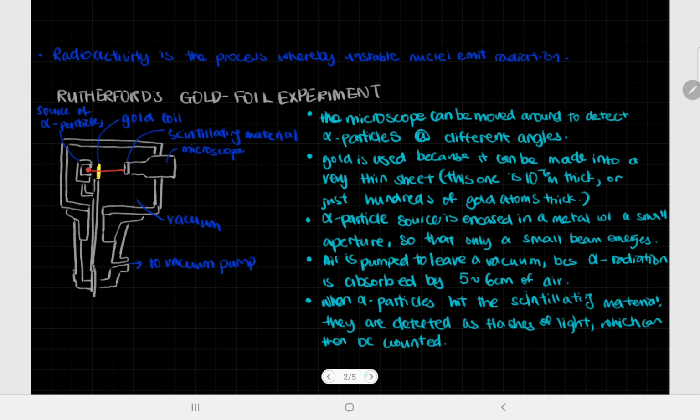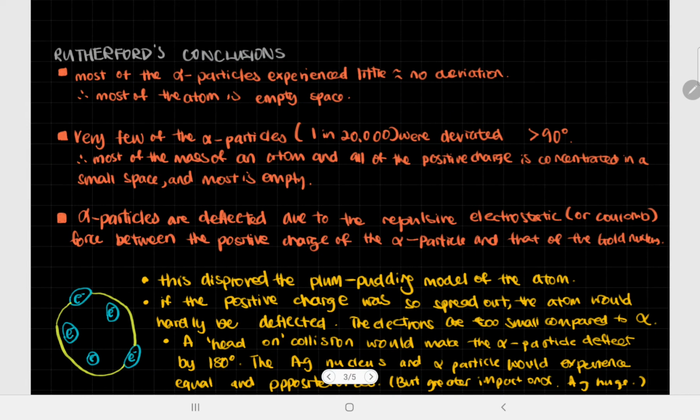So what this eventually led to is that he found out three things, and it could all be concluded into 3 points. First of all, most of the alpha particles experienced little to no deviation. If they did, it was smaller than 1 degree. And so he concluded that most of the atom is empty space, because most of the radiation that passed through it didn't get acted on by anything.